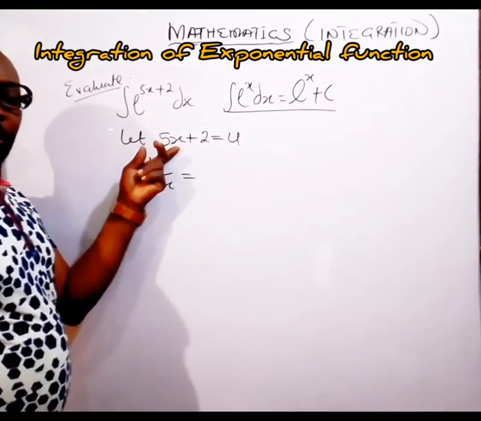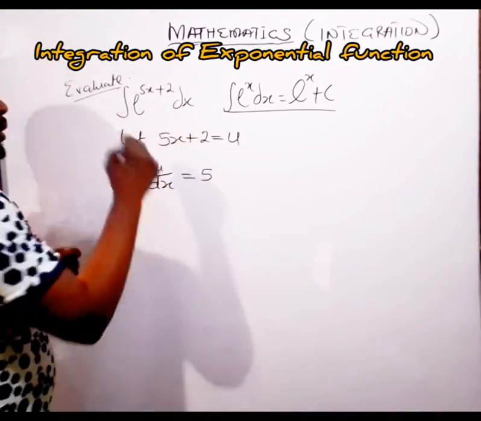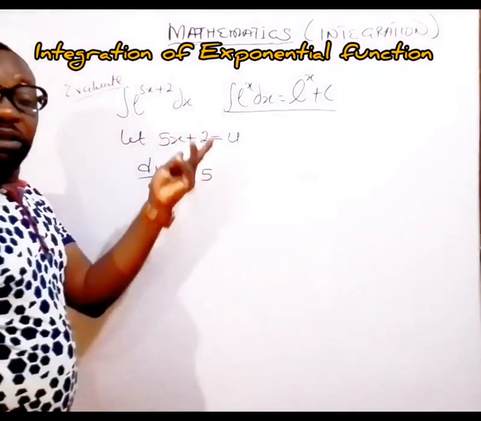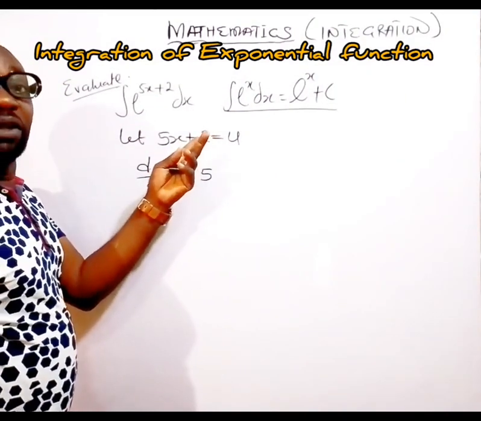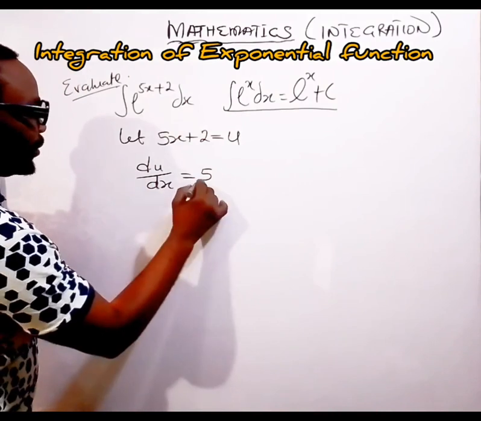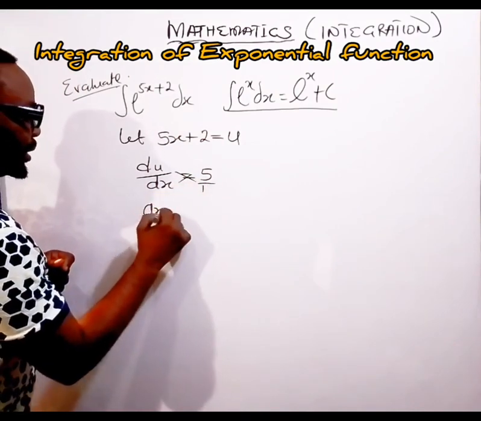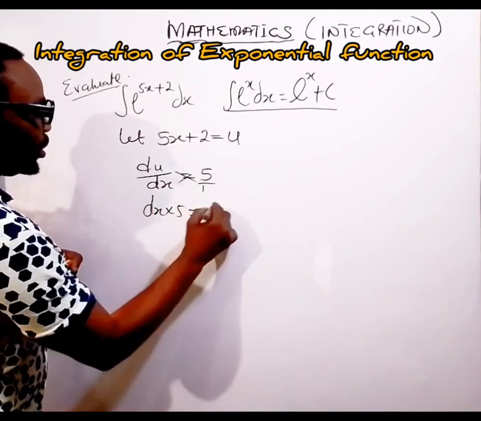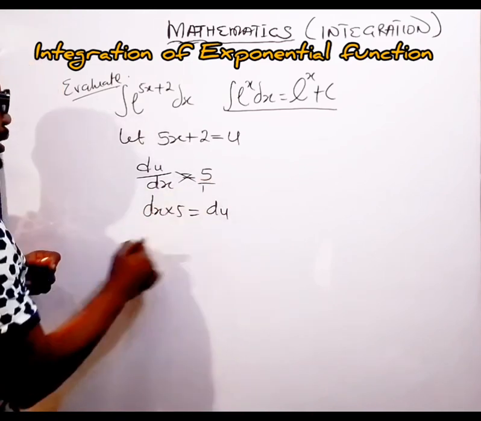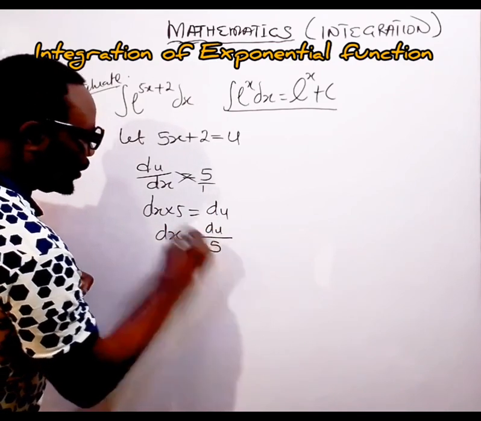Then we can now say the du dx will be equal to, it's only this value we are going to differentiate. We are going to have it become 5. This one is a constant, and don't forget differentiation of a constant is equal to 0. It is equal to 5. Then we can now say that from here this one is over 1. Cross multiplication, we have dx times 5 is equal to du times 1. That's du. Therefore dx will be equal to du over 5.